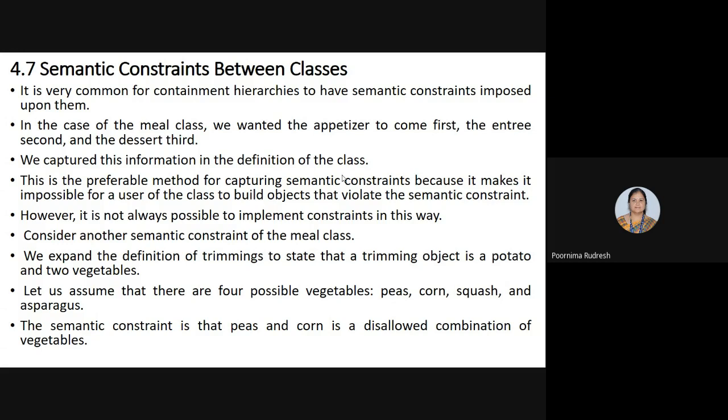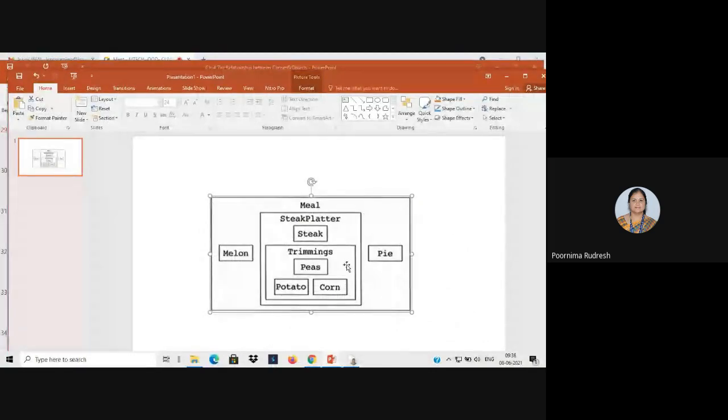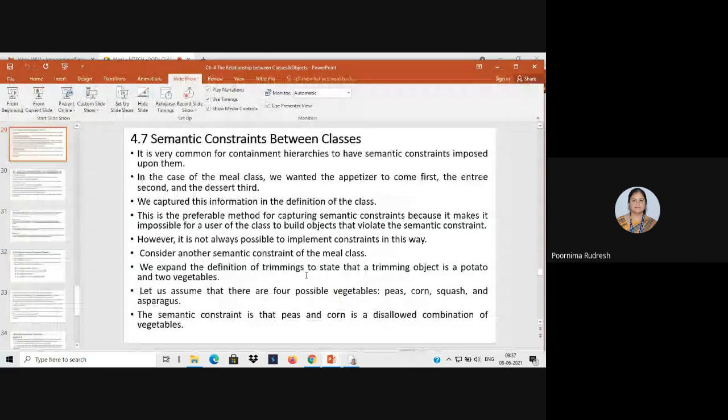Because if we consider another semantic constraint of the meal class, and we expand the definition of trimmings to state that a trimming object is a potato and two vegetables. We'll consider this example. See here, in the previous meal class, we had trimming consisting of peas, potato, and corn, right? But here, what it wants is trimming objects. A trimming object is a potato and two vegetables, right?